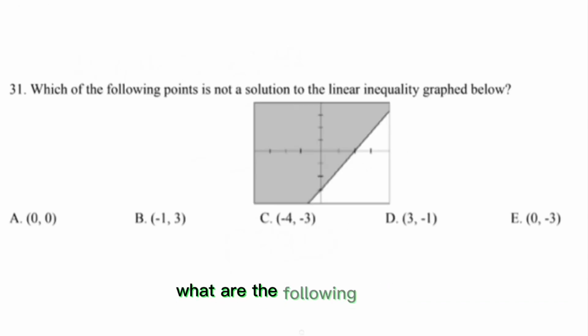31. Which of the following points is not a solution to the linear inequality graph below? So how we solve this is, in the gray shaded area, we have to plot all the points.